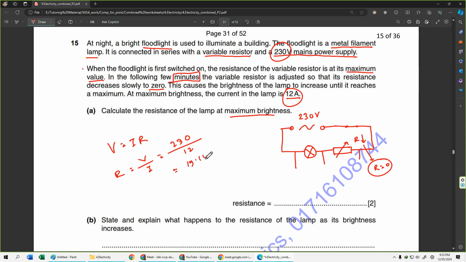This becomes 19.16 ohm. So if I write, this is a 2SF number, this is also a 2SF number, so I'm gonna go for 2SF answer, 19 ohm. If you want, you can write 19.2, that's also okay, no big deal.